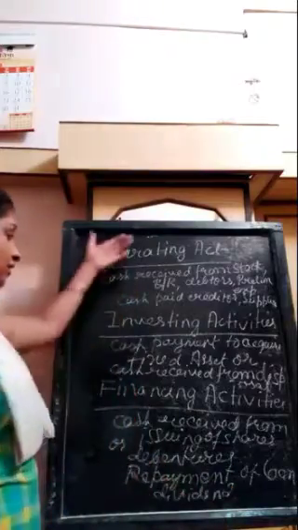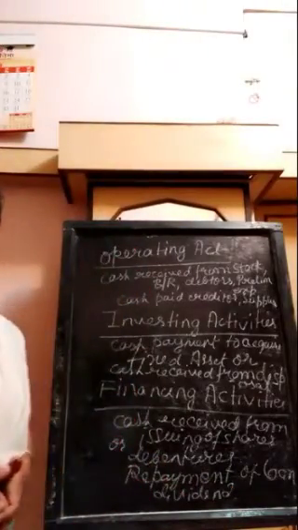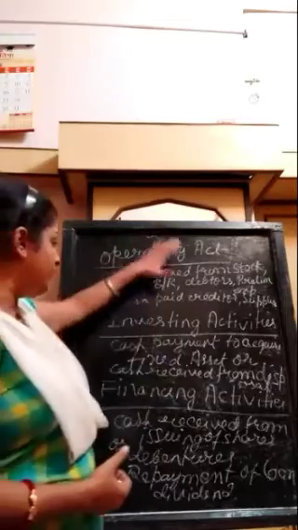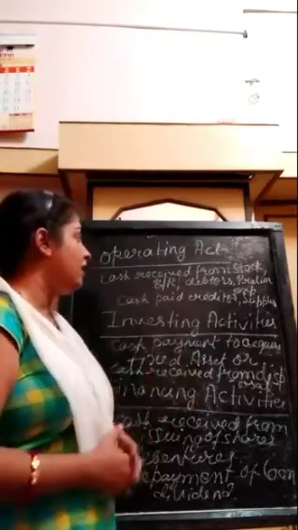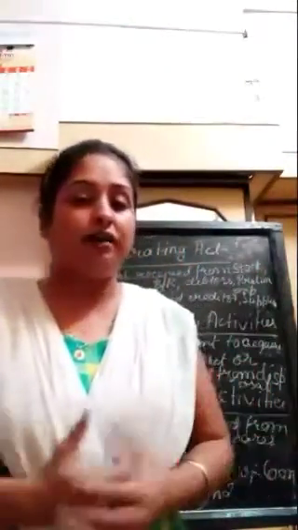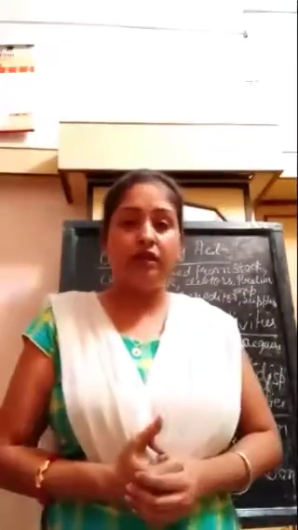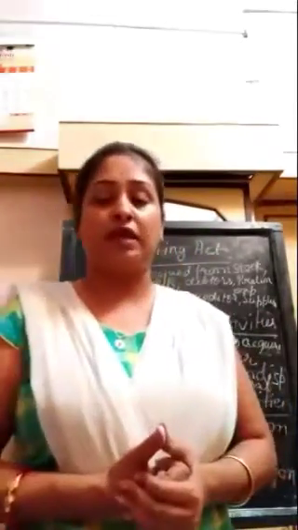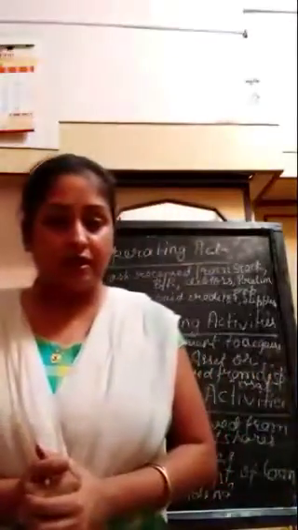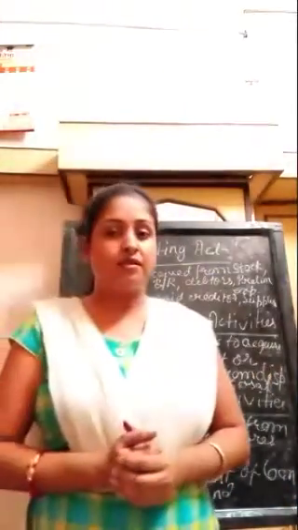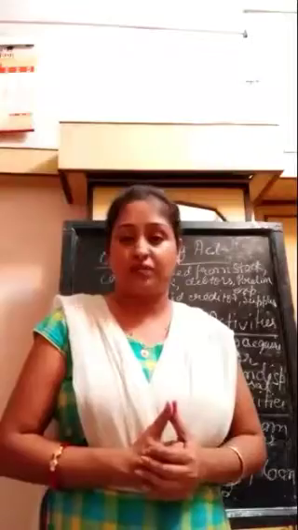So these are the three categories of activities: operating activities, investing activities and financing activities. These are the different items that come under these three categories. These are the items that are included while preparing cash flow statement. Now cash flow statement is prepared under cash basis. Accrual basis is not a part of this cash flow statement.